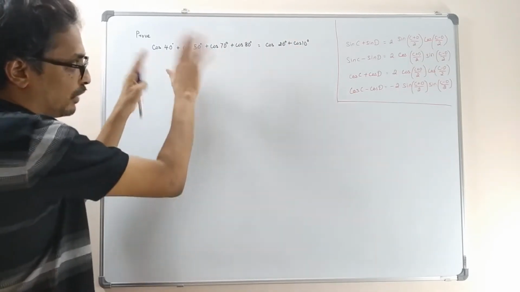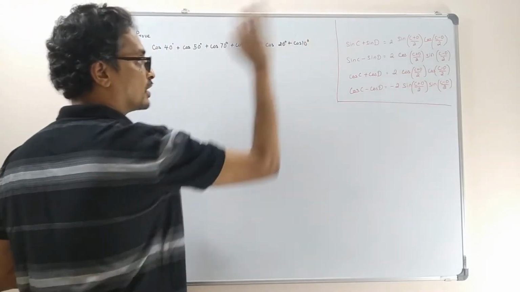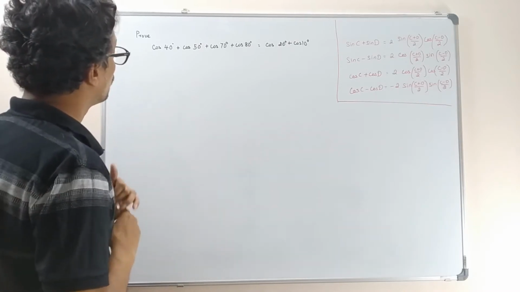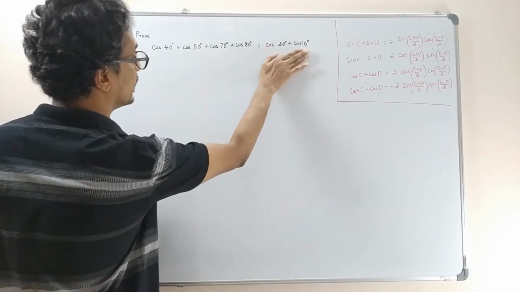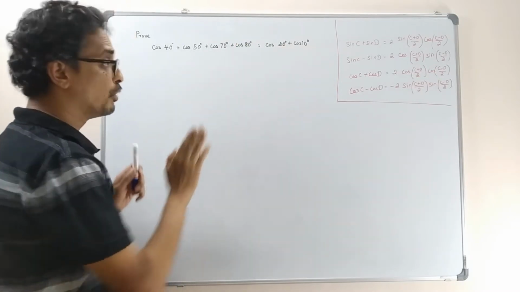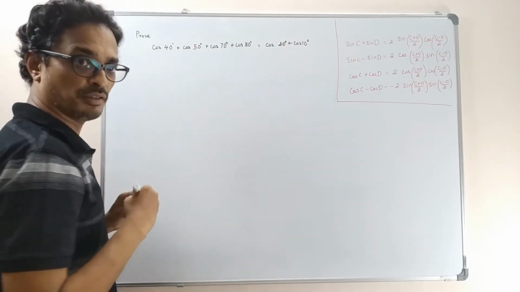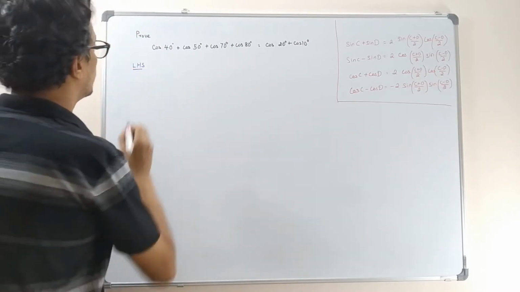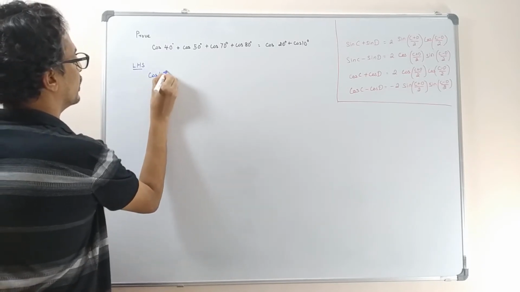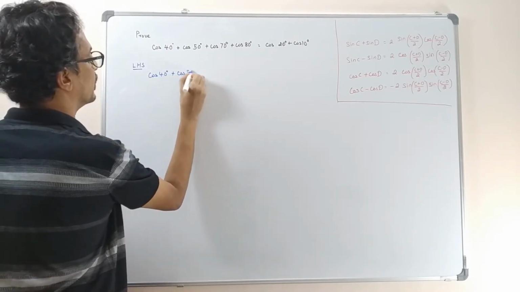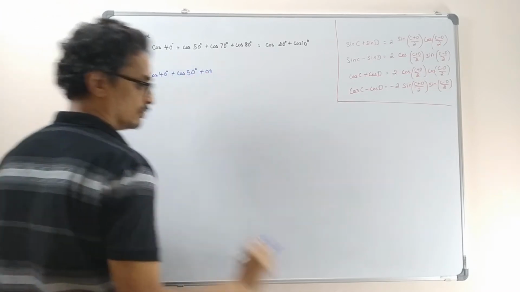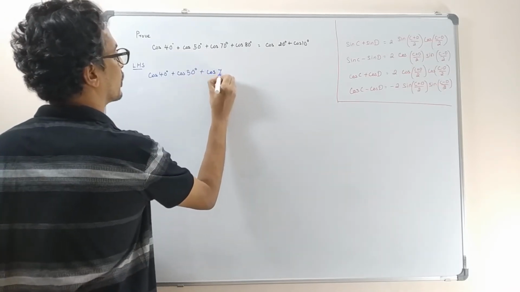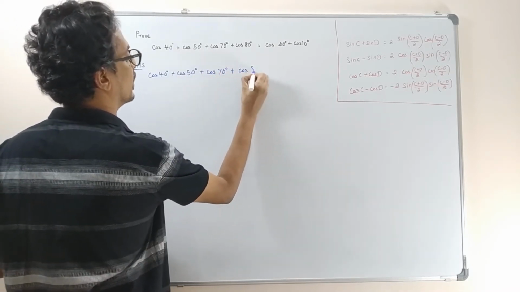In fact, we can do it in a much simpler way if we somehow use a factorization formula. Whenever you use a factorization, what will we have? Because on the right-hand side we have 20 and 10, somehow we want to bring the numbers 20 and 10 from here. Okay, so let us start from here. LHS is cos 40 degree plus cos 50 degree plus cos 70 degree plus cos 80 degree.